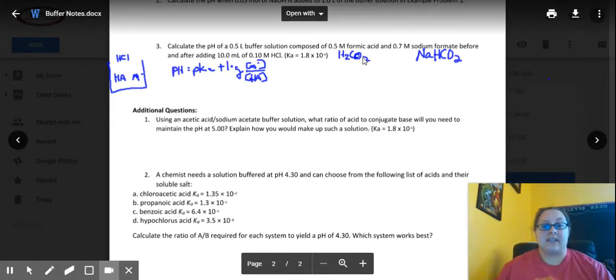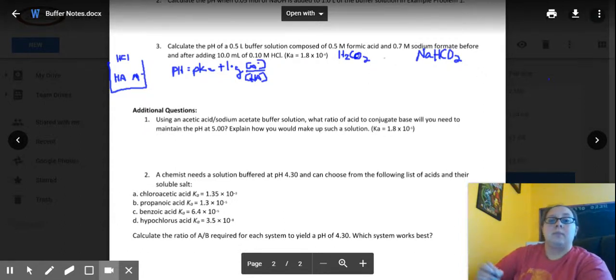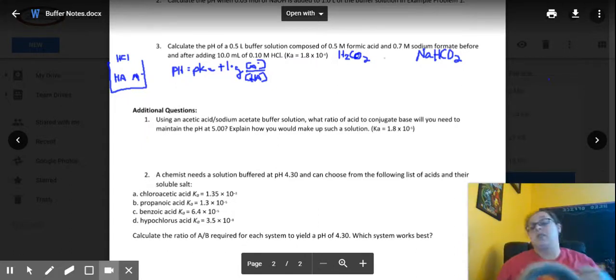So, here is what's happening. First of all, we need to be able to tell which components of my buffer I actually have. So we have formic acid, and you guys might not be familiar with what formic acid is. We haven't ever really used it. So formic acid is H2CO2. Again, if you get caught up with not knowing what formic acid is, we know it's an acid, so it's just HA. Then we have 0.7 molar sodium formate.